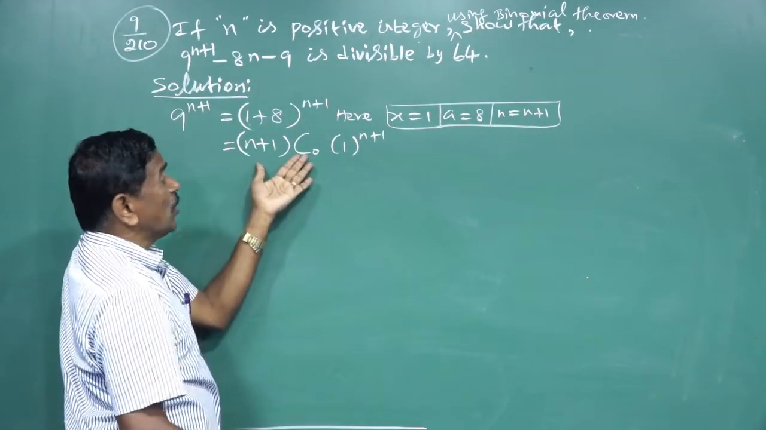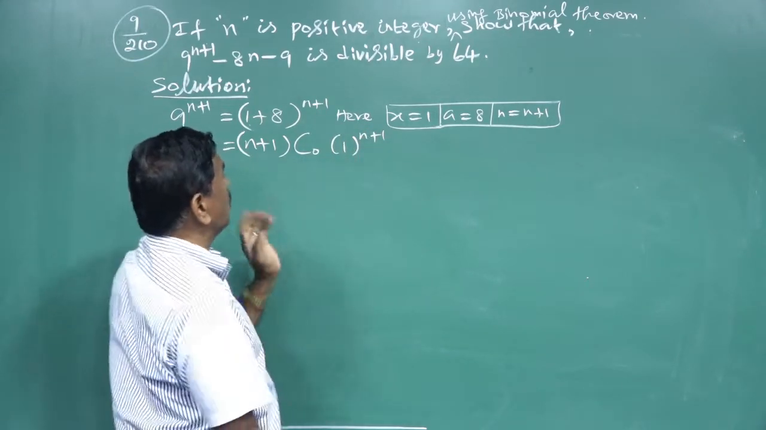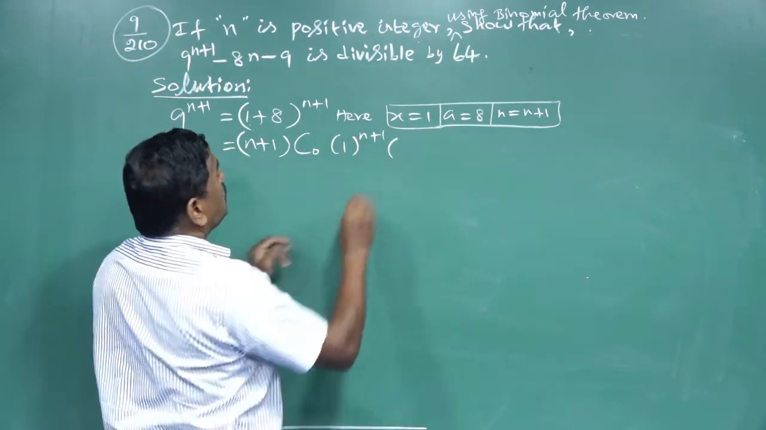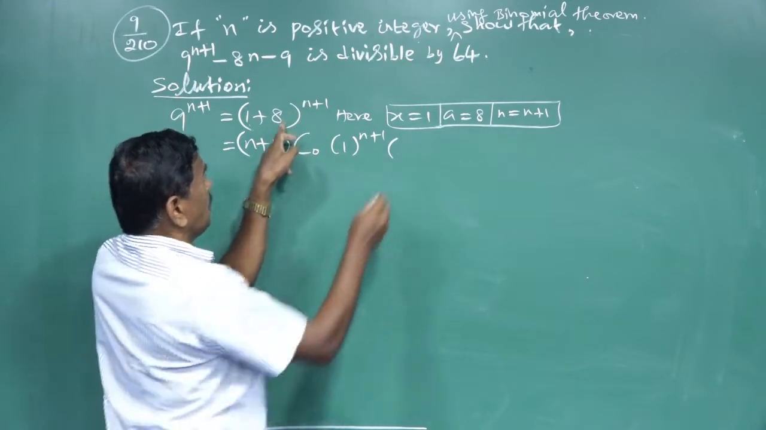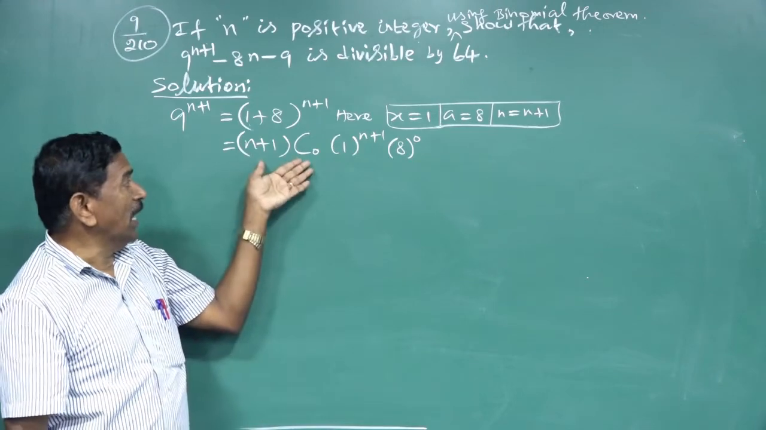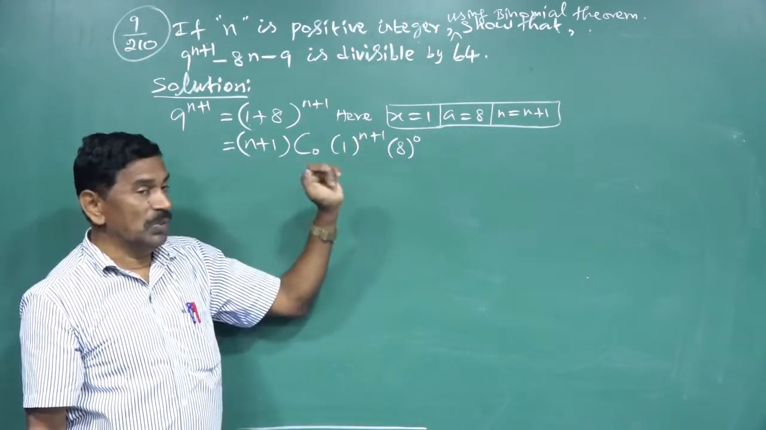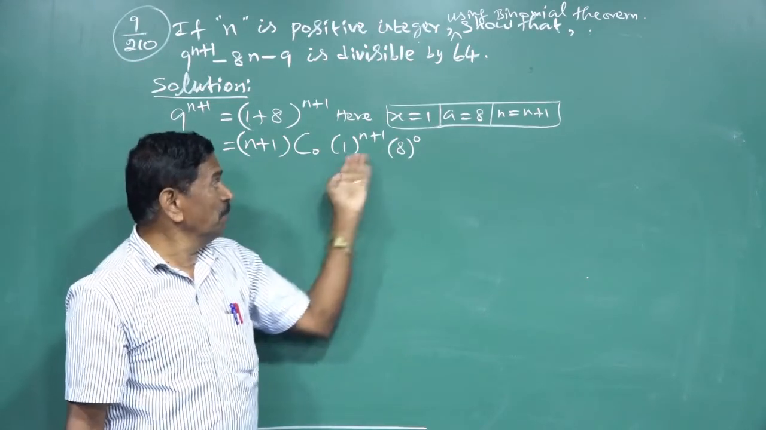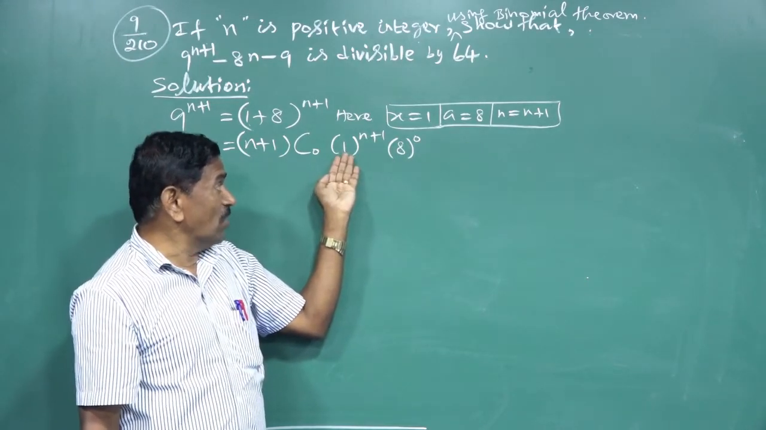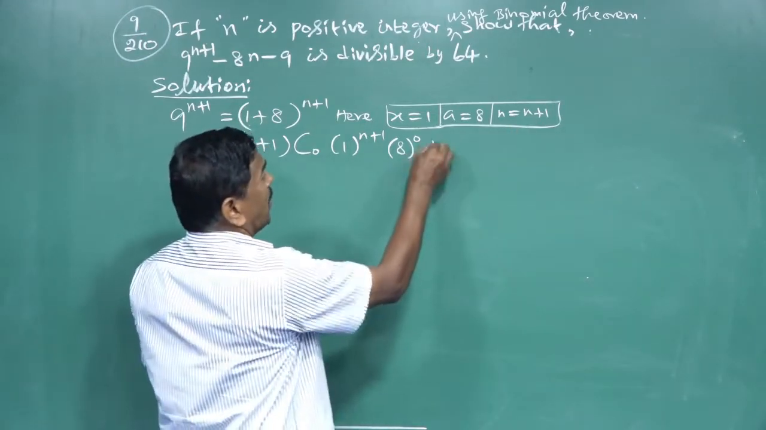Listen, nC0 into x power n, where n equal to n plus 1, into a power 0. Now, combination is increasing, and x powers are decreasing, a powers are increasing. That's all. Okay, can you tell me the next term?